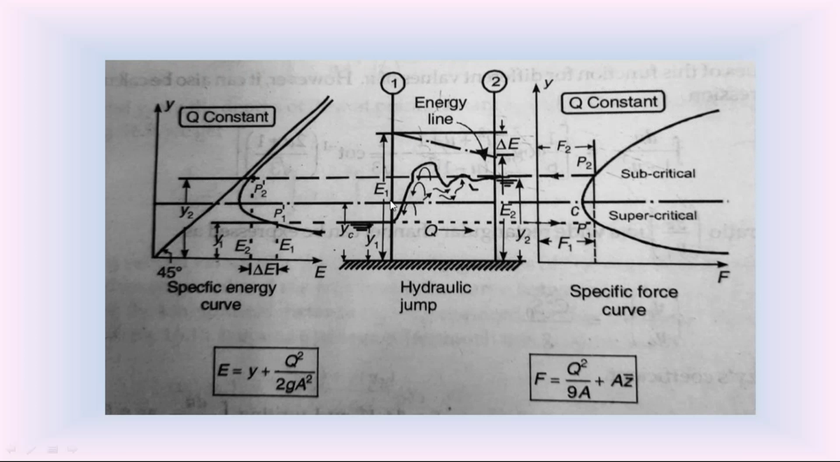Before the hydraulic jump, specific energy is E1. After the hydraulic jump, specific energy is E2. E1 minus E2 is called the loss in the specific energy, delta E. So this is the theory in this hydraulic jump. Next, we are going to discuss the expressions for hydraulic jump when the open channel is a rectangular channel. When the open channel is a rectangular channel, what are the equations of hydraulic jump?